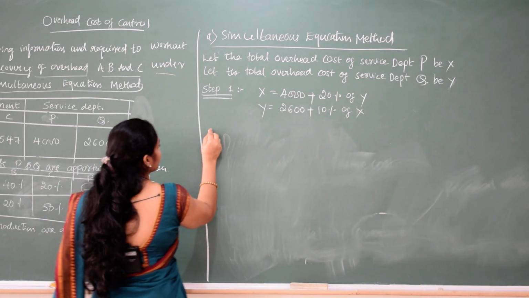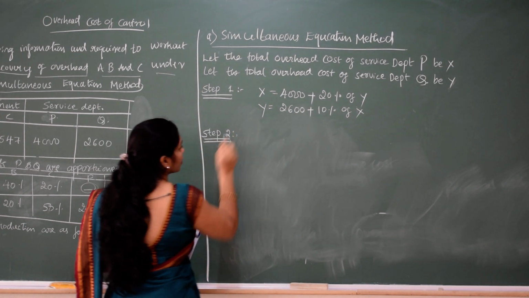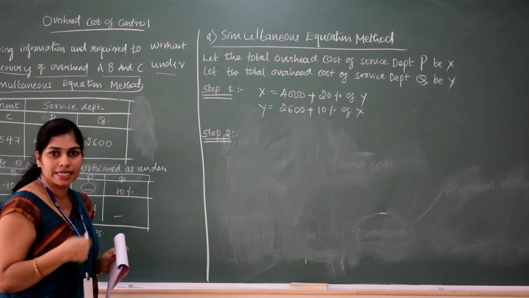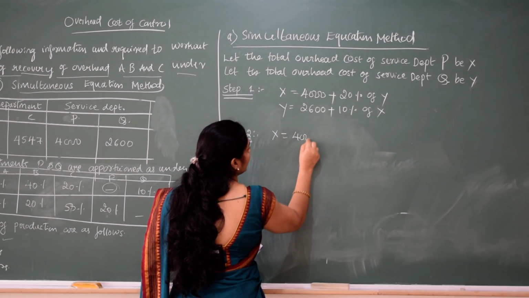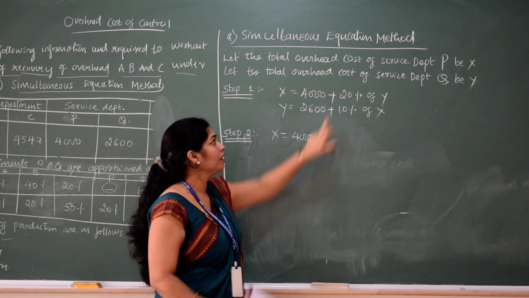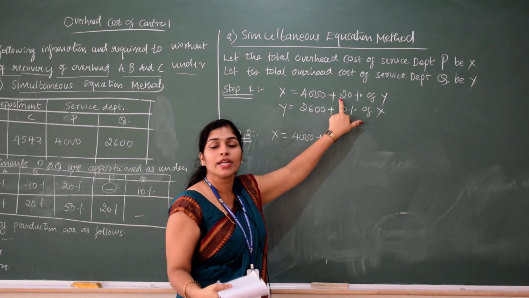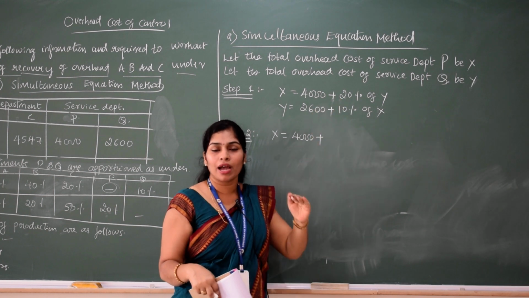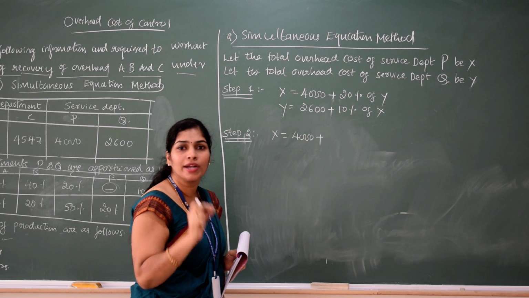So this is step 1. Let us take step 2. Again I will simplify this equation. X is equal to 4000 plus 20% of Y. 20% means 20 divided by 100, that is 0.2.